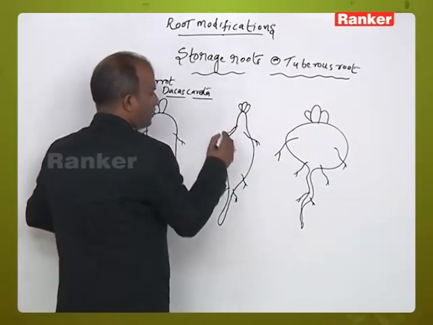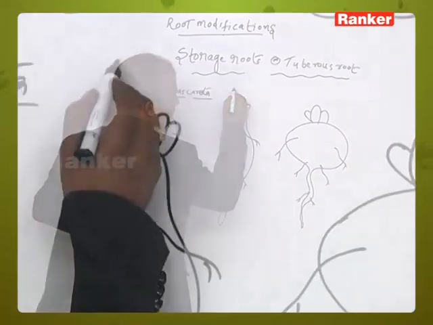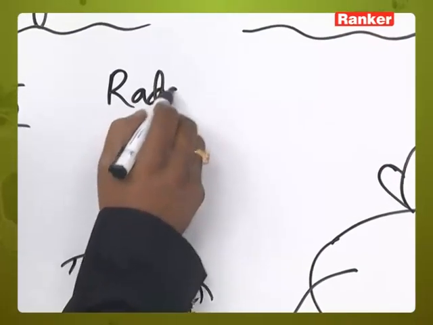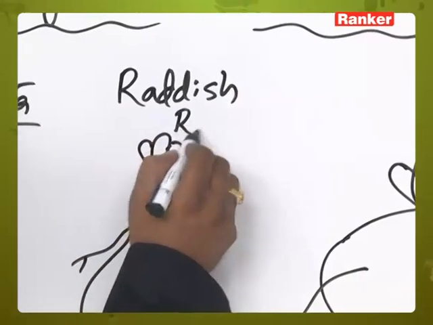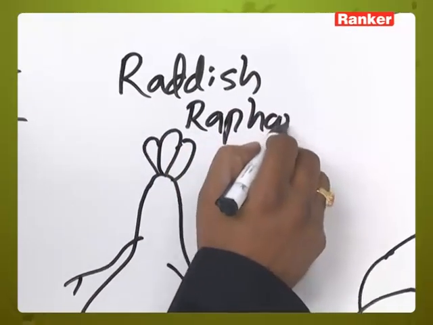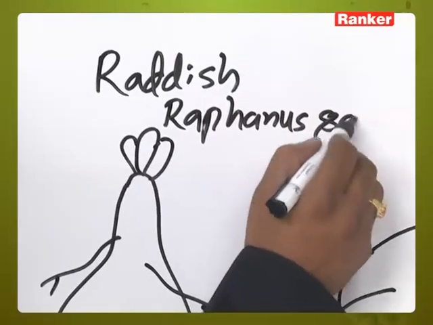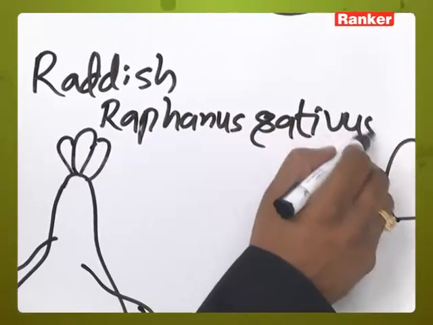And what is the scientific name of this? This is radish. What is the scientific name of radish? It is Raphanus sativus. The scientific name is known as Raphanus sativus.